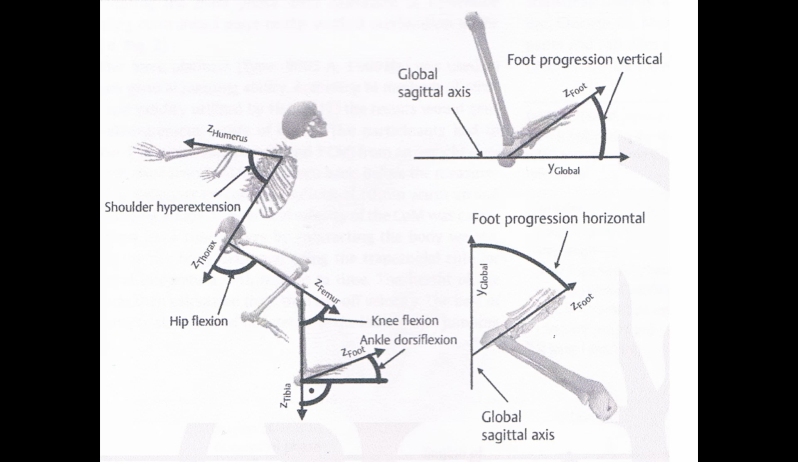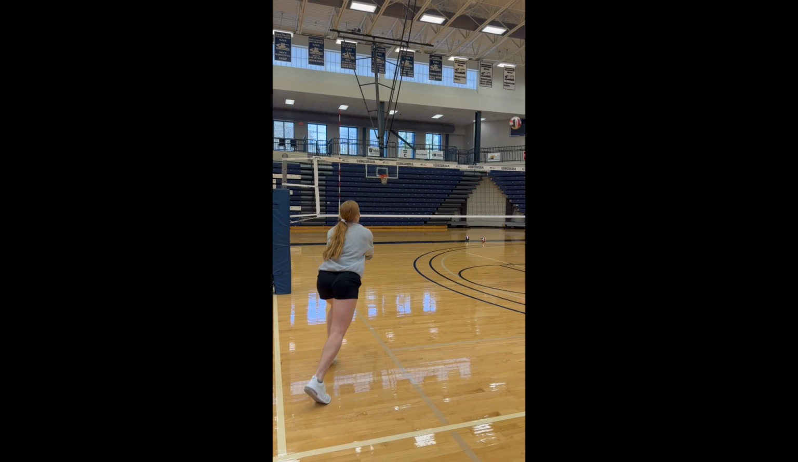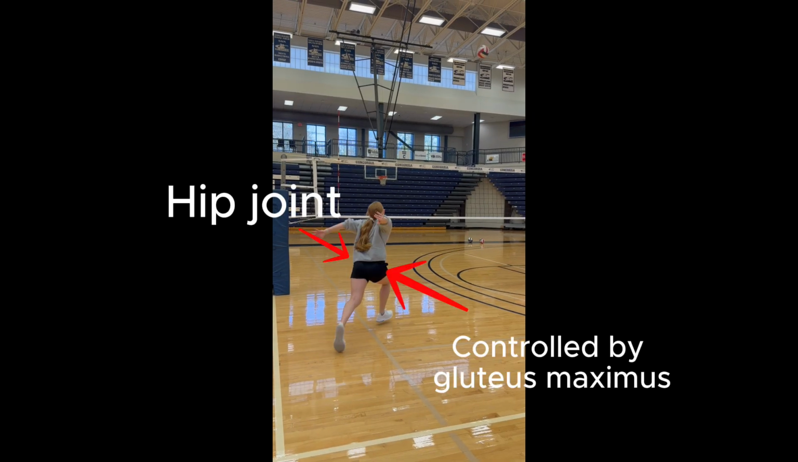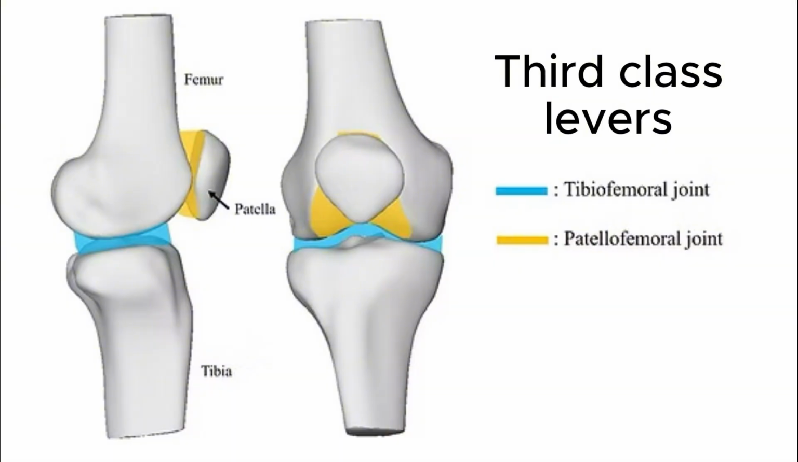in the propulsive phase. There are a few main joints that are used during this phase, and those include the acetabulo-femoral joint, which is considered to be a third-class lever, also known as the hip joint, and it is controlled by the gluteus maximus during this phase to achieve hip extension when the athlete begins the vertical jump.